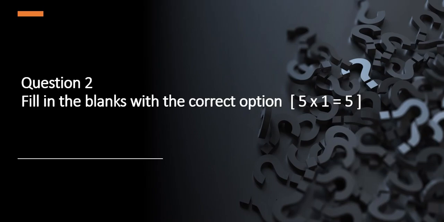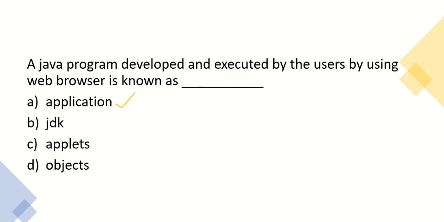Question two is fill in the blanks with the correct option. Again, 5 marks for this. Okay, a Java program developed and executed by the user by using web browser is known as application. So any program developed by the user is called a Java application.